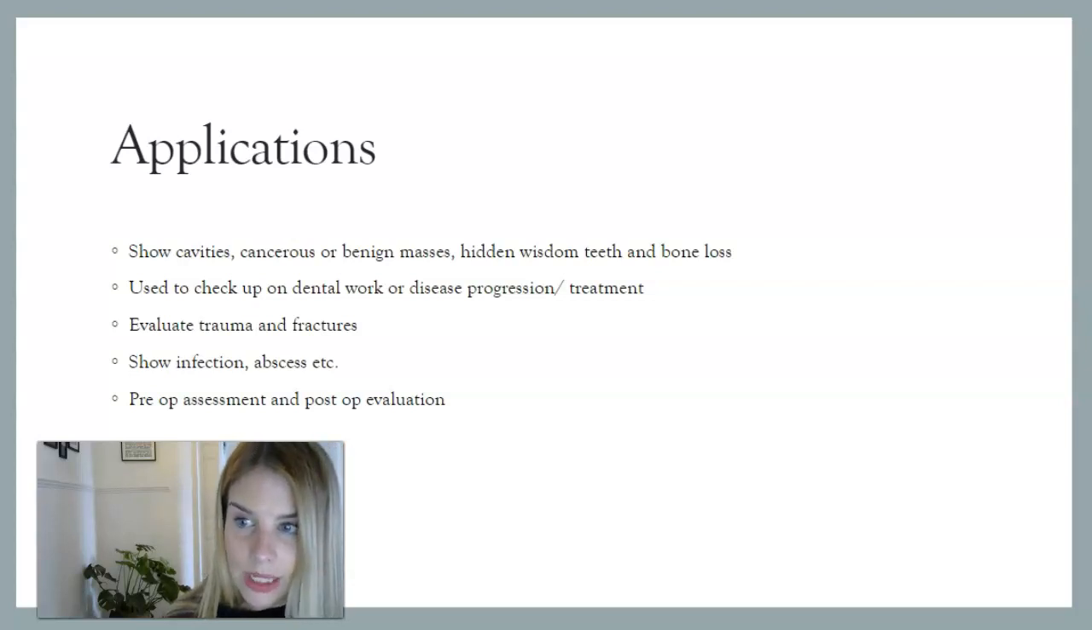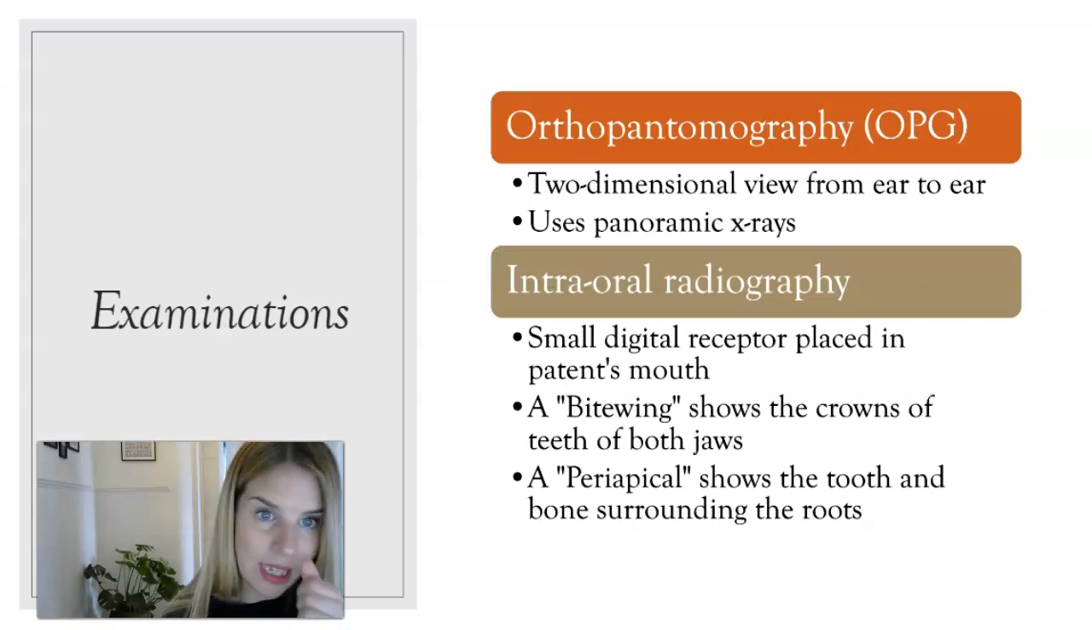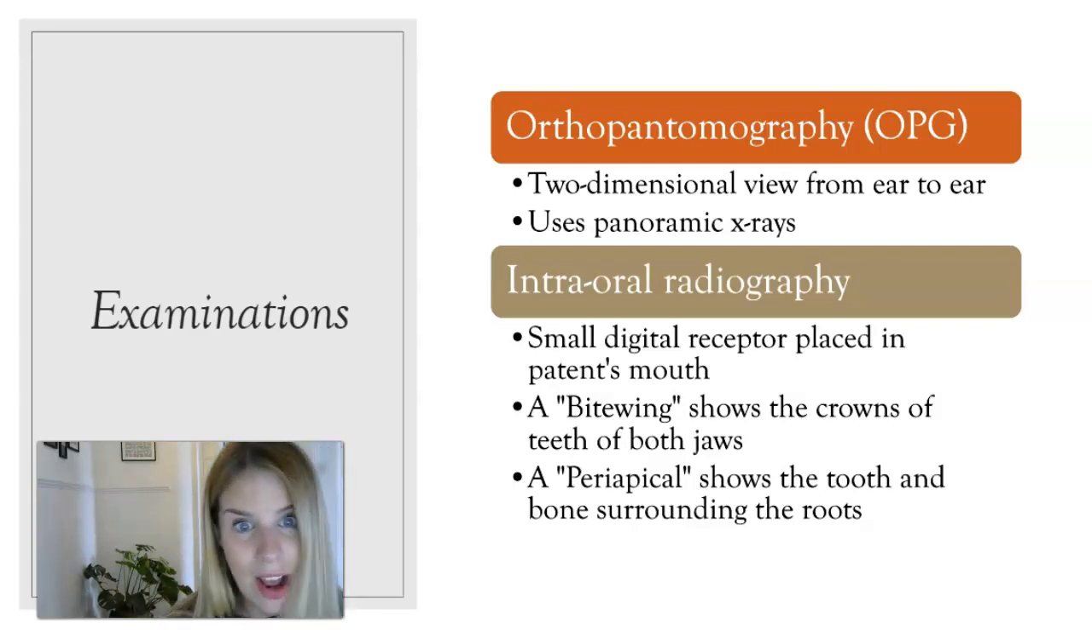The type of x-rays that we tend to do when we're talking about dentistry would be an OPG, so sometimes known as a pantomograph or a pantogram or an orthopantogram, but we just call it an OPG because that's easier. So that is the two-dimensional view that we get from ear to ear. So it looks like you're smiling, but you shouldn't look like you're smiling too much or it's positioned wrongly. We'll talk about that a little bit further on. And it uses a panoramic x-ray, so it's basically moving all the way around. Again, we'll look at that in a little bit more detail.